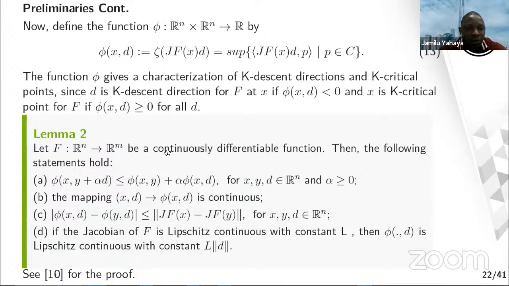So one more important lemma allows us to express this concept that we have mentioned earlier, that is, phi of x comma d is less than zero. In order to find the sufficient descent condition, this lemma also contributes a lot.